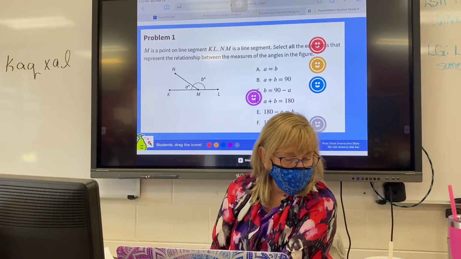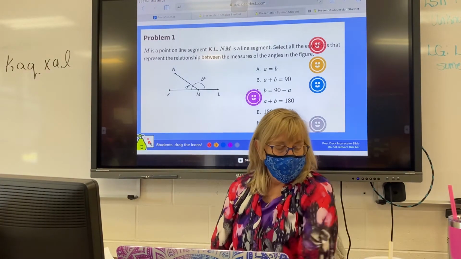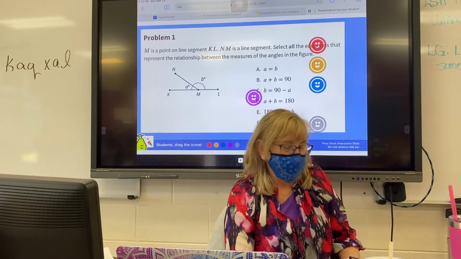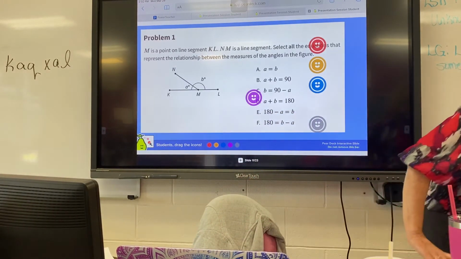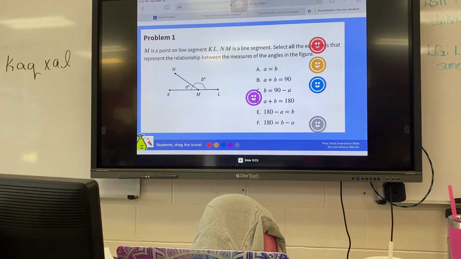Okay, how about E? I picked A and E. Okay, why did you pick E? Because it says that the whole thing minus angle A will equal angle B, and that is correct.